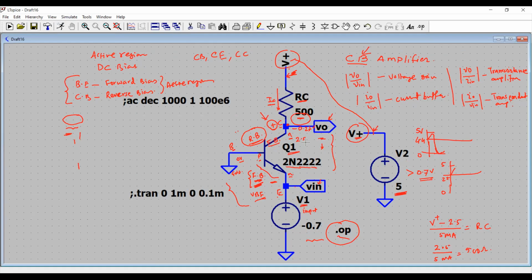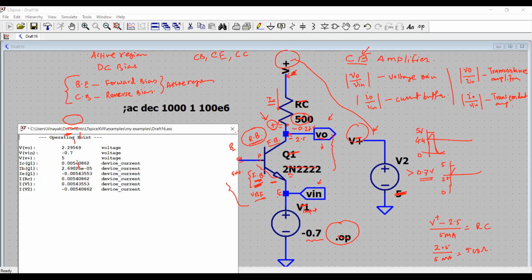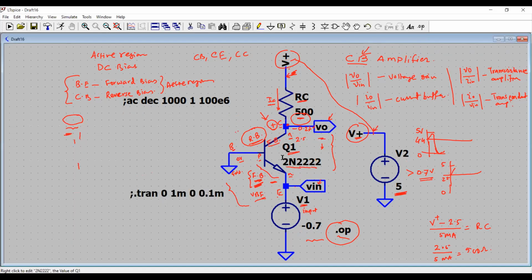Now this is how you got this analysis done. See the current. Collector current is 540 microamp or just 5 milliamp. Your 26 microamp is the base current. You have a gain of about 200, which is matching with the manufacturer SPICE model for this transistor. We have seen that in earlier models so many times, so refer to that. That's good.